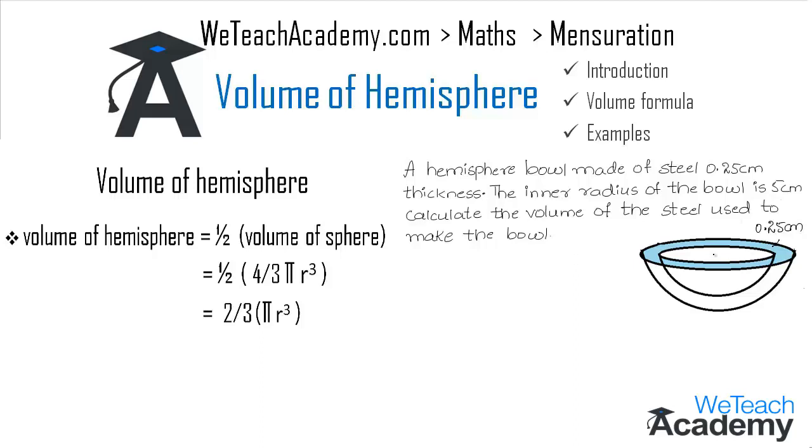The inner radius, that is the radius of the inner hemisphere, is 5 centimeters. First let us calculate the outer radius, which includes the inner radius and also the thickness of the bowl. By adding 5 centimeters plus 0.25 centimeters, we get 5.25 centimeters as the radius of the outer hemisphere. We already know that the volume of hemisphere is given by the formula 2/3 into pi r cube.